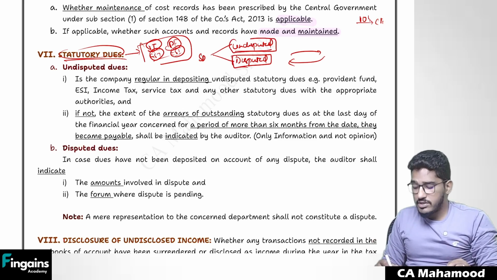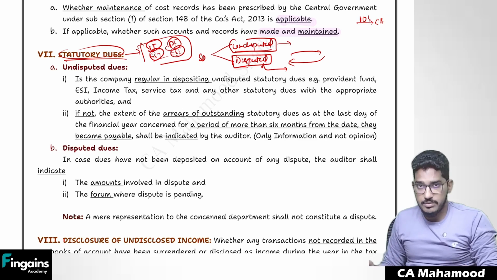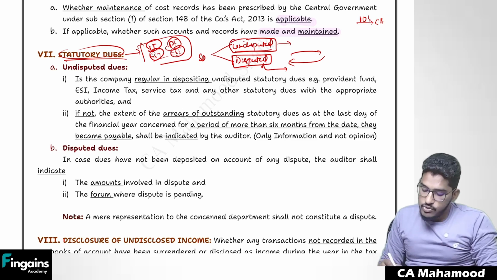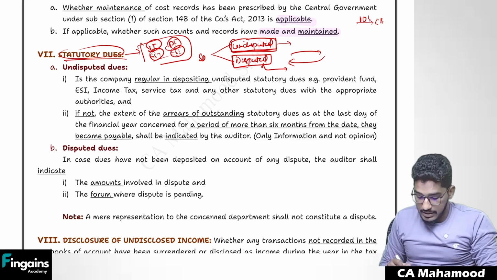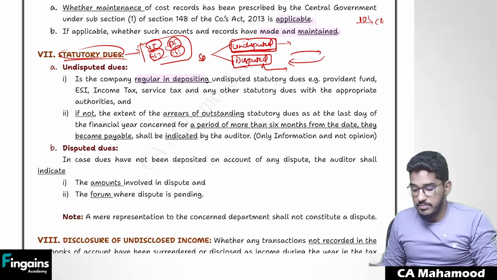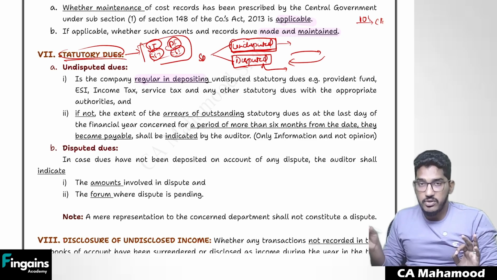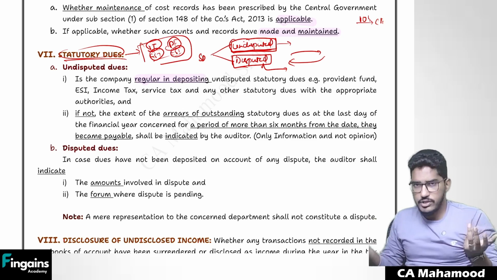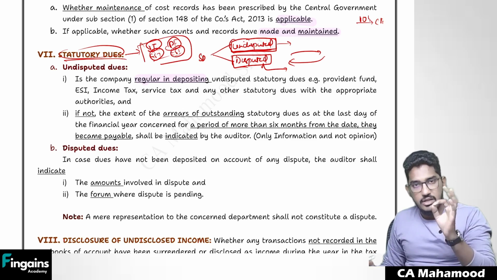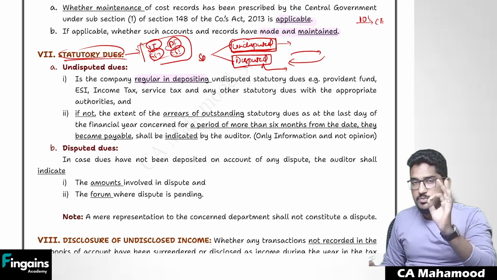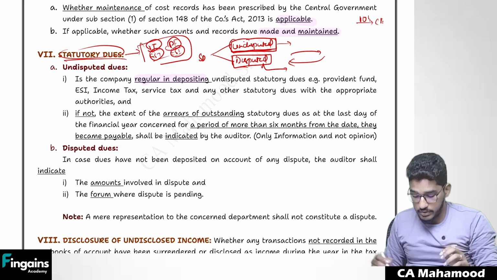So regarding undisputed statutory dues, there are some reporting requirements. Regarding disputed statutory dues, there are some reporting requirements. When it comes to undisputed statutory dues, I need to check: is the company regular in depositing undisputed statutory dues within the due date? If there is no dispute, you should have paid it on or before the due date. So I need to check whether the client company is depositing all the undisputed statutory dues regularly. Regularly means on or before the due dates.